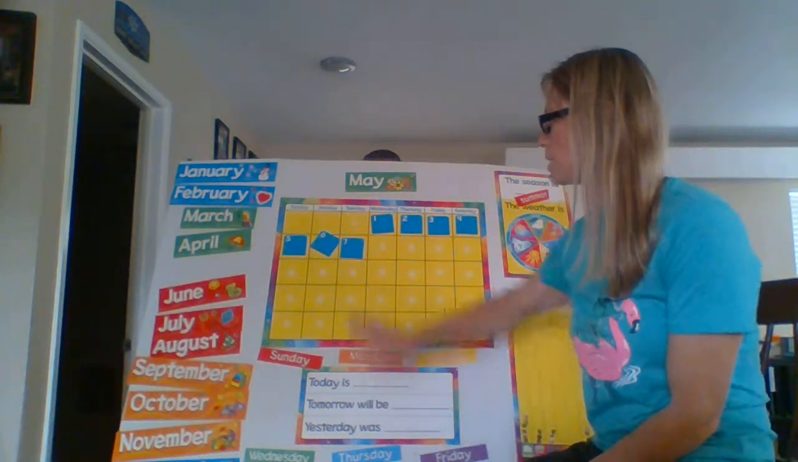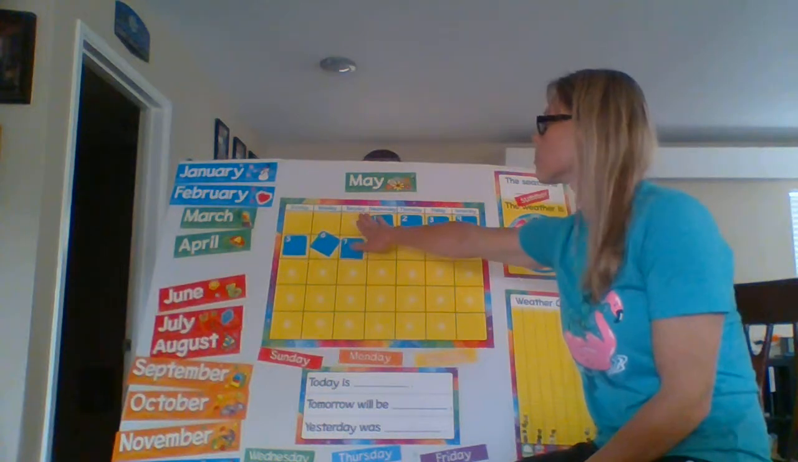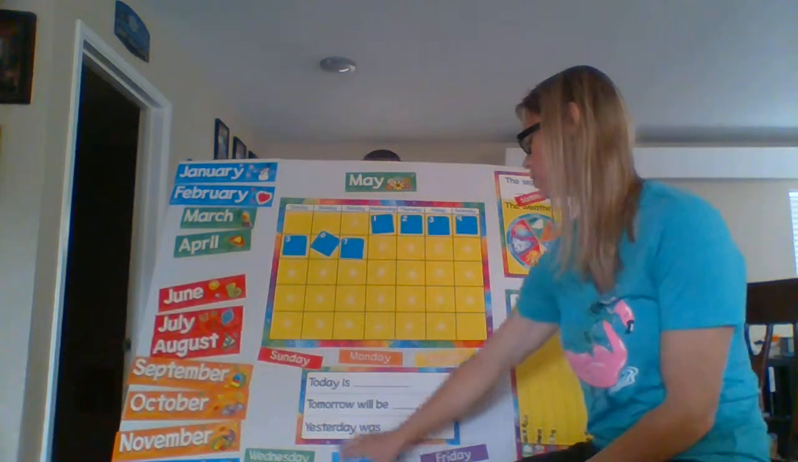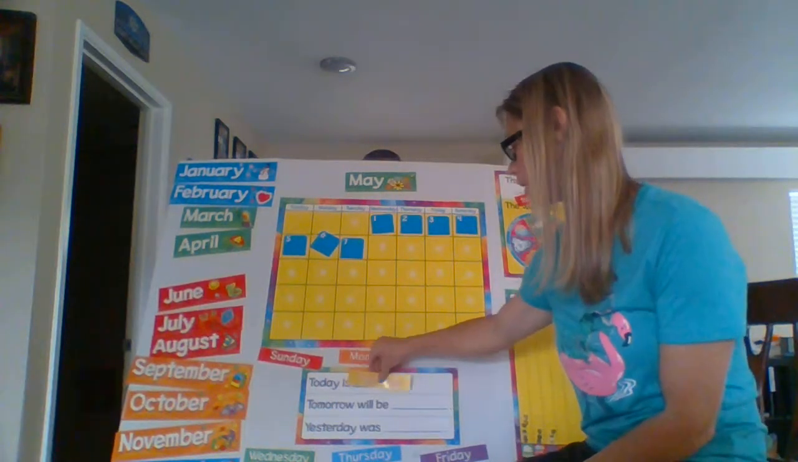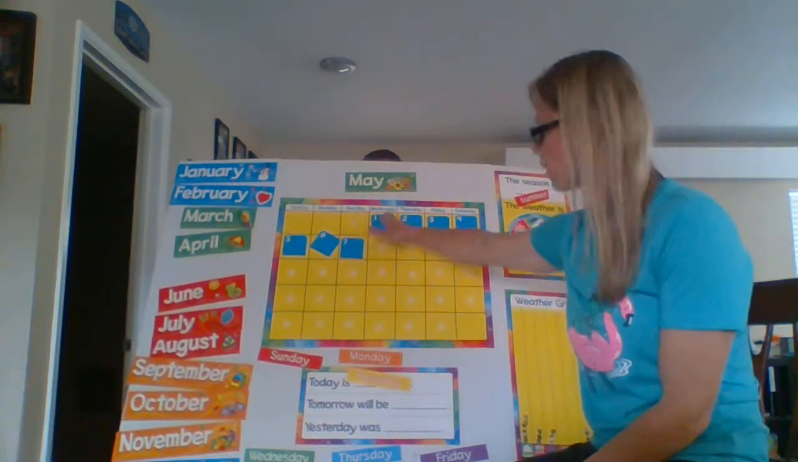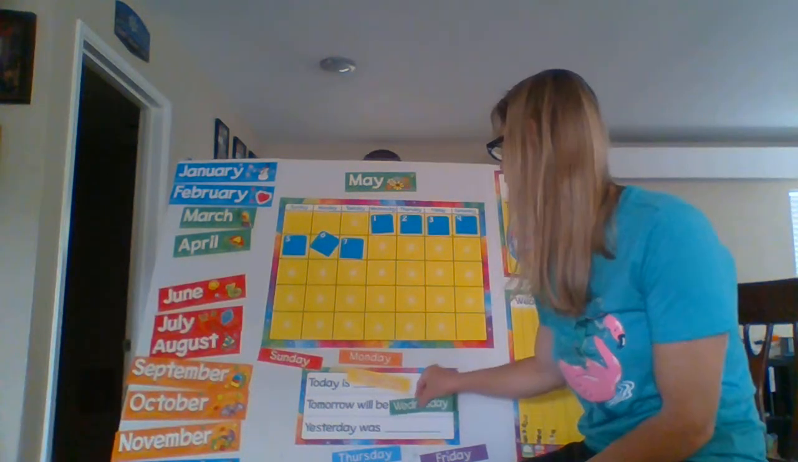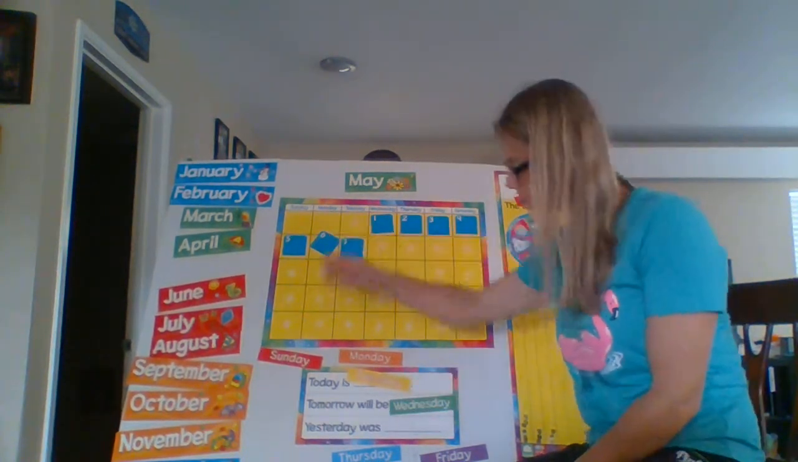Then we would say, okay, today is Tuesday. If today is Tuesday, what will tomorrow be? So tomorrow will be Wednesday. And yesterday was Monday.